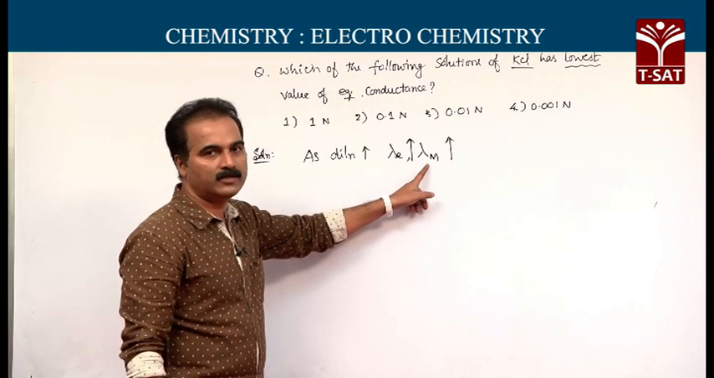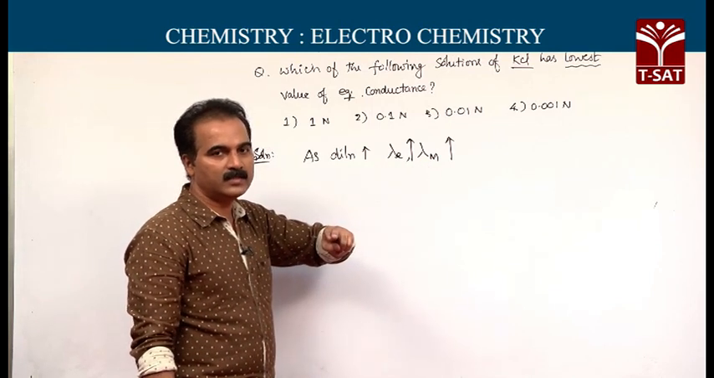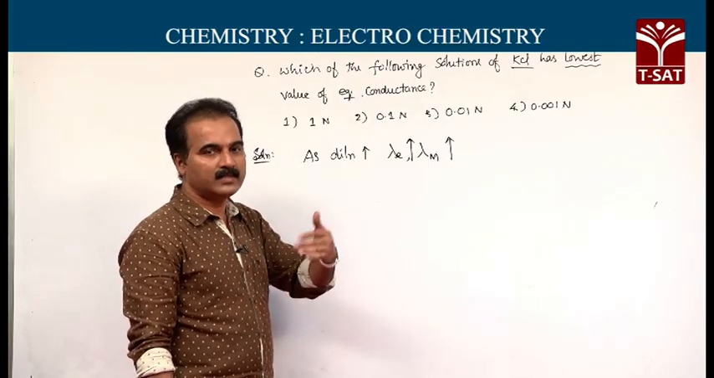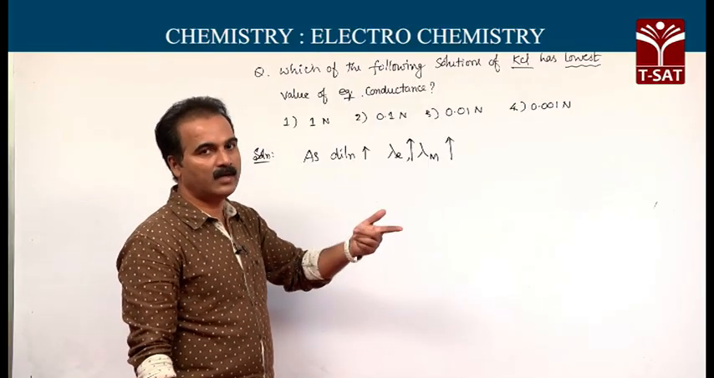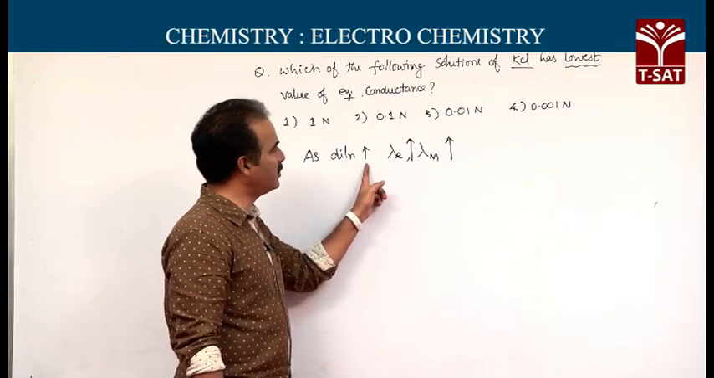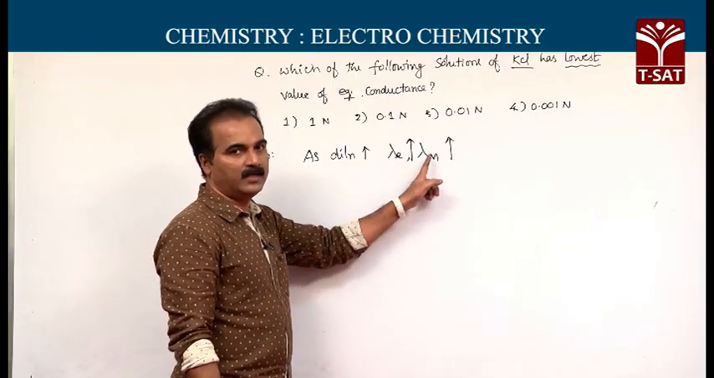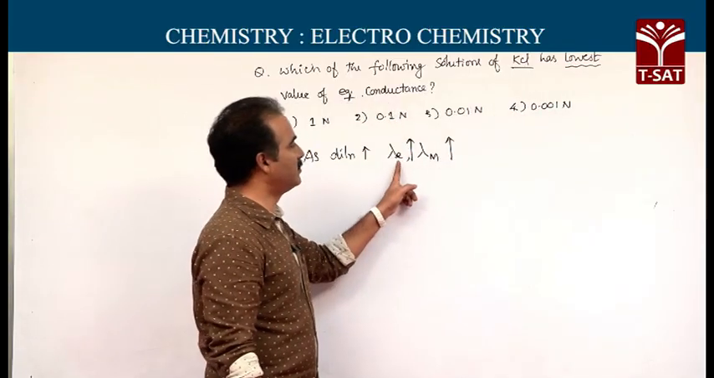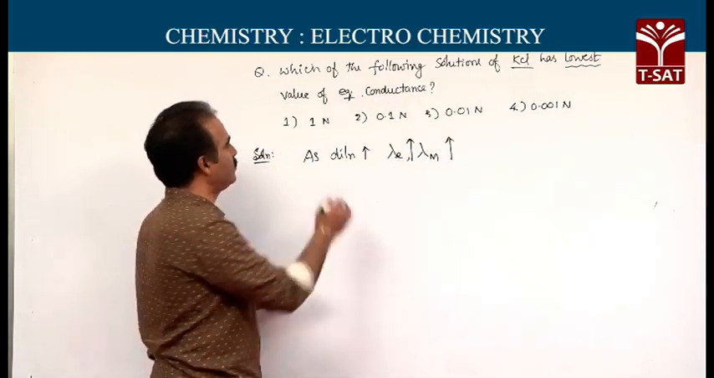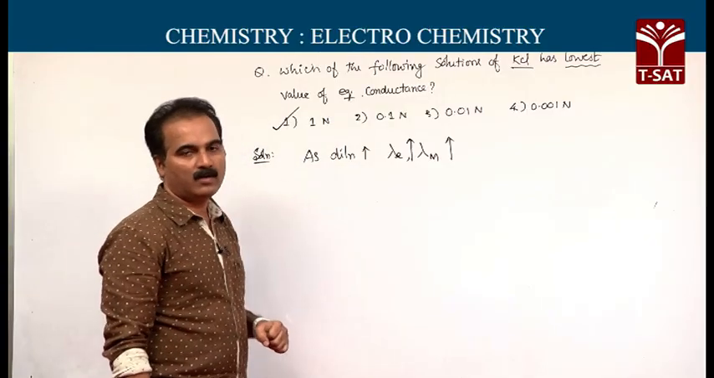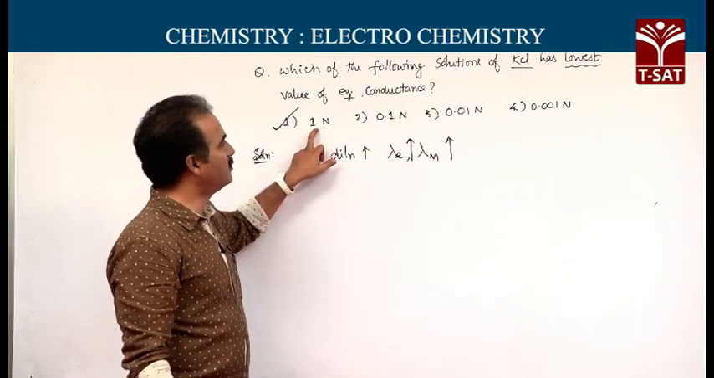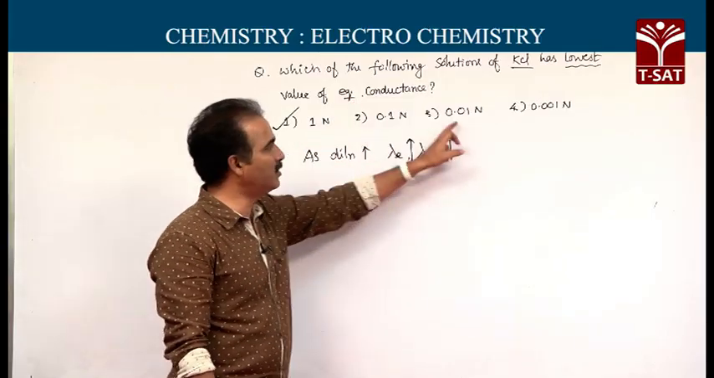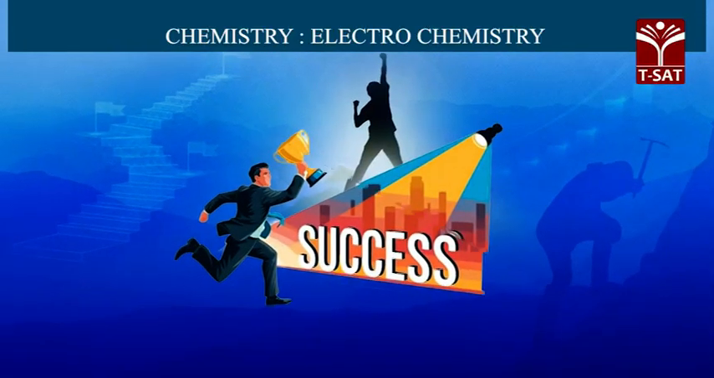Due to increase in dilution, interionic attractions decrease, interionic distance increases, so overall conductance increases. So, as dilution increases, equivalent conductance increases. So, we want to have lowest equivalent conductance, means highest concentration we should go for. So, this one normal KCl has lowest value of equivalent conductance because it is highly concentrated among the given solutions. Let us see one more problem.